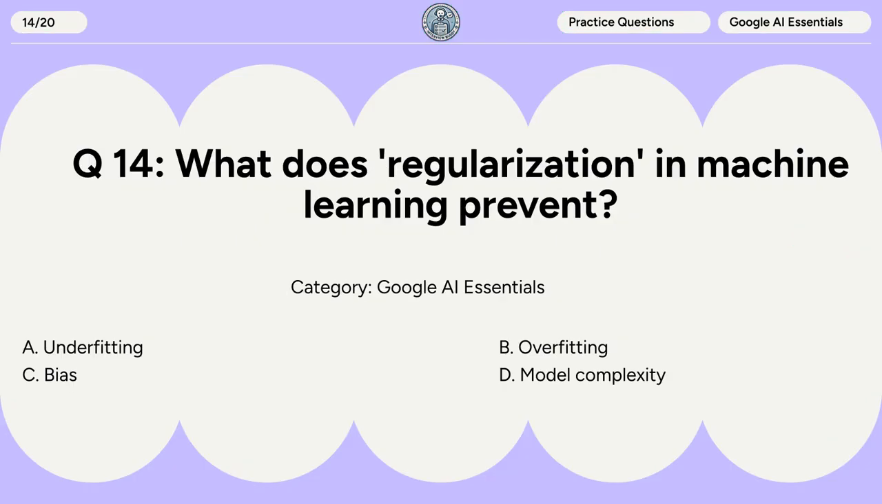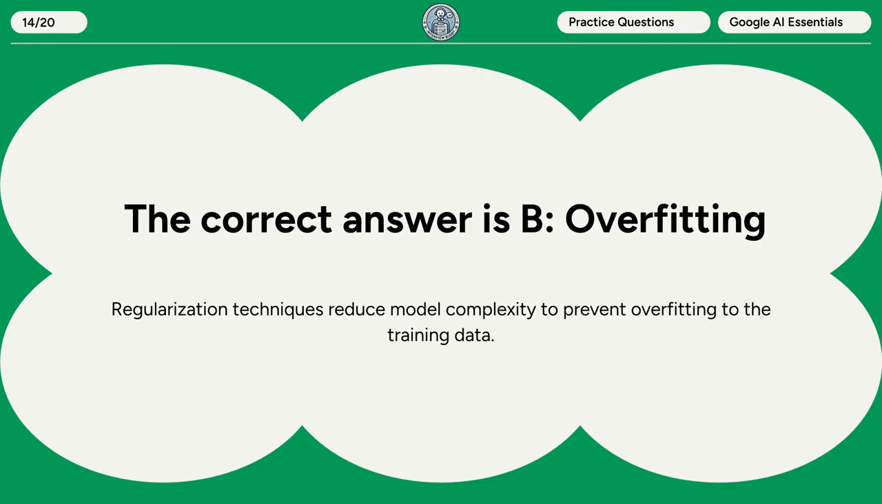Question 14. What does regularization in machine learning prevent? A. Underfitting. B. Overfitting. C. Bias. D. Model complexity. The correct answer is B. Overfitting. Regularization techniques reduce model complexity to prevent overfitting to the training data.